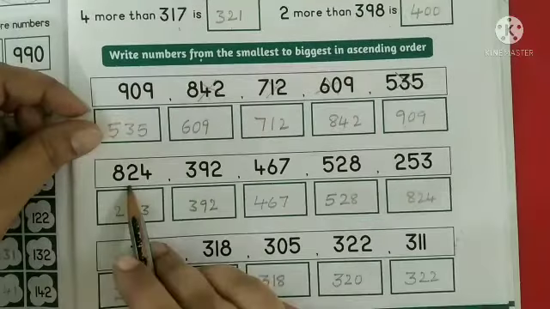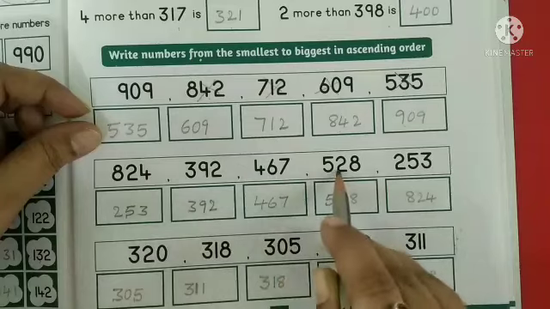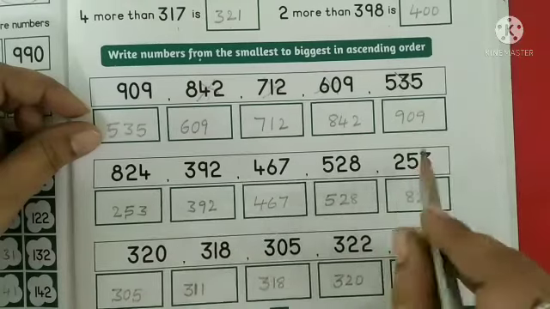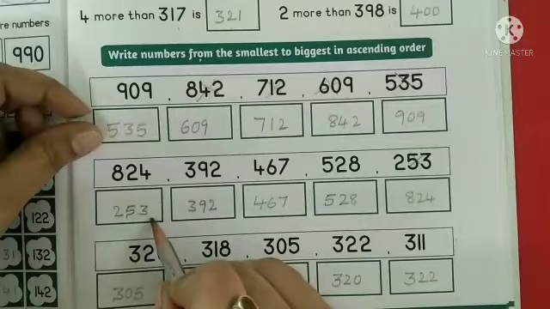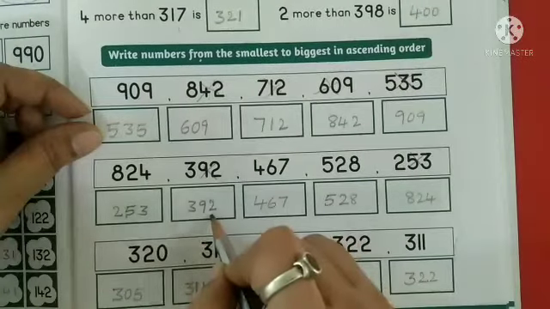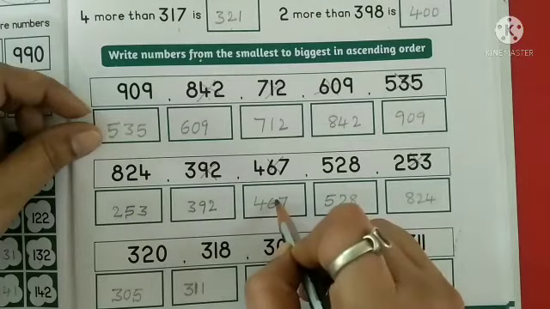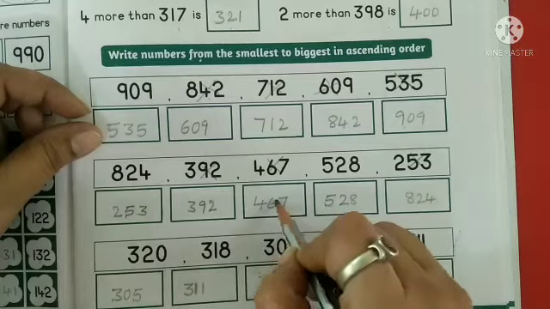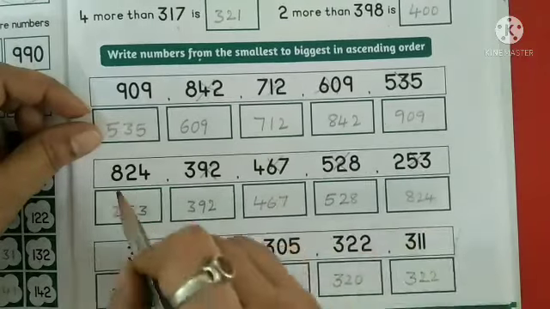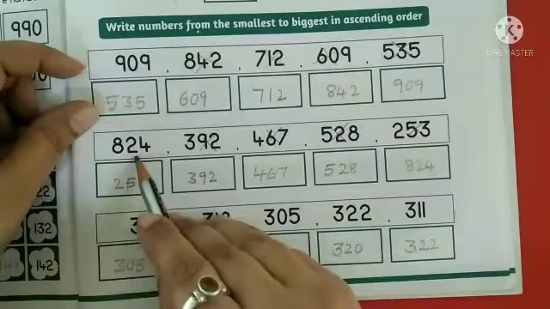Write 909. Next problem, 824, 392, 467, 528, 253. When we observe these numbers, 253 is the smallest number. Write number 253. Next comes 392. Write 392 in the second box. Next, 467. Write 467. Next bigger number is 528. Write 528. Last number is 824. Write 824. 824 is the biggest number.